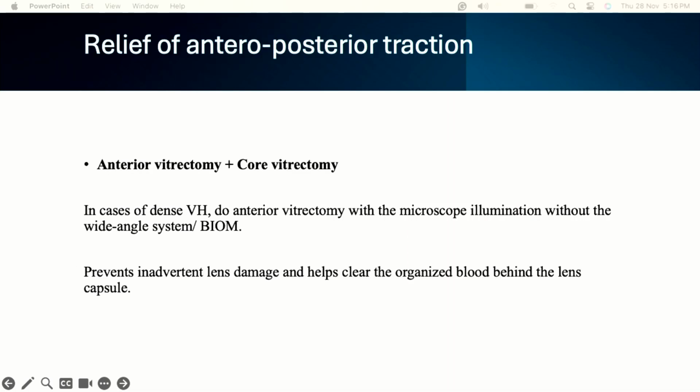So the first step will be the relief of the anteroposterior traction. The first step is the anterior vitrectomy and the core vitrectomy. In case of dense VH, we should clear the sclerotomy site first, and once we get the view, the anterior vitreous should be cleared. Without the BIOM, we can also clear. It prevents lens damage and helps to clear the organized blood behind the lens capsule. So we should first create a clear anterior vitreous before putting on the BIOM.